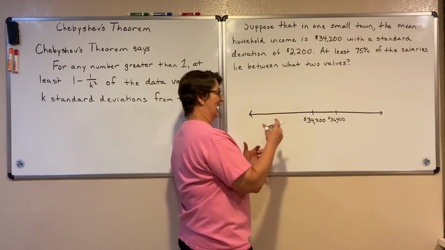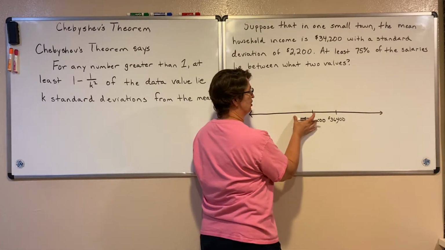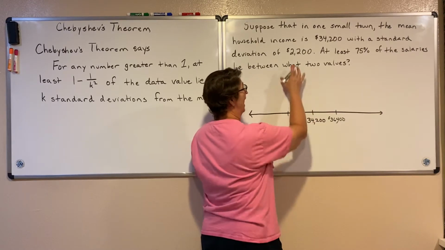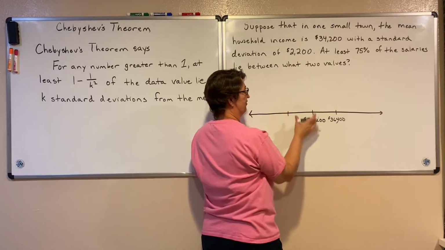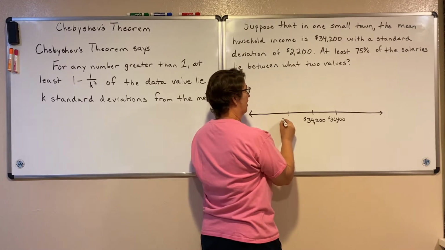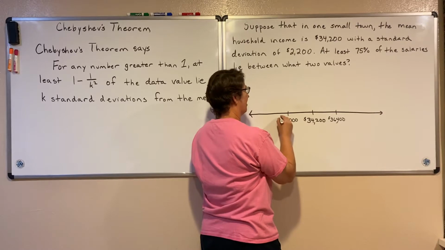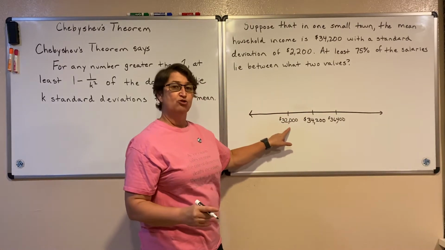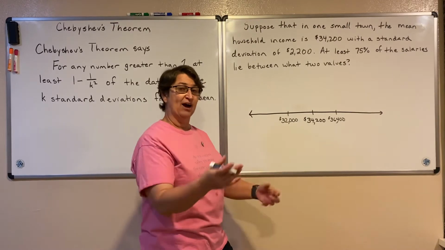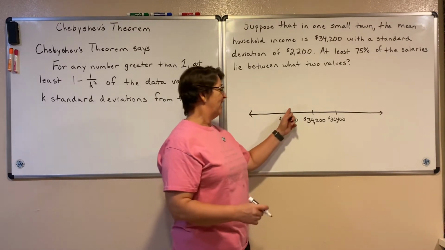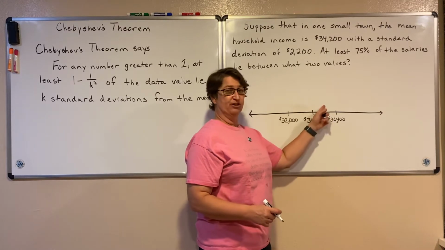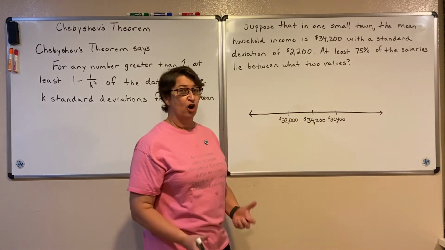And we said that's the average distance that a data value is from the mean. I'm going to go back one standard deviation from the mean. So again, I'm just going back that $2,200, that distance. And now I'm sitting at $32,000 exactly. That's one standard deviation below the mean. So somebody's gone out into the town and collected salaries, and they found salaries that are all around here. But maybe that's not all the salaries.